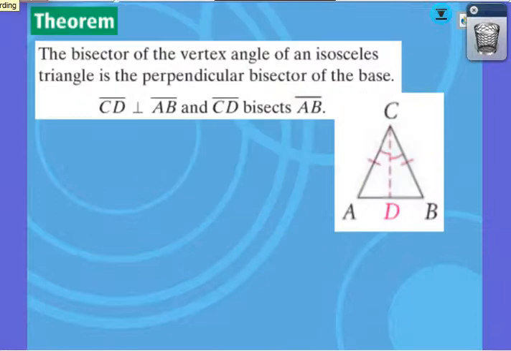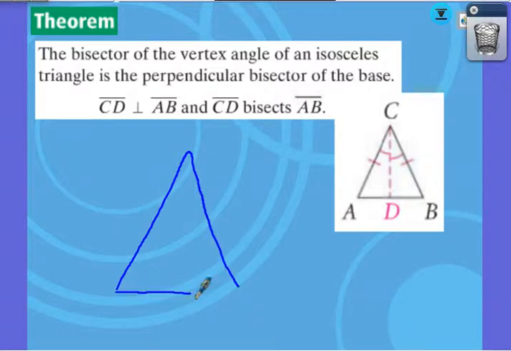Another theorem. The bisector of the vertex angle: if you have an isosceles triangle, in isosceles you have two equal sides. If you split the vertex angle, meaning this angle is the same as this angle. Well, we already knew that this angle was the same as this one.